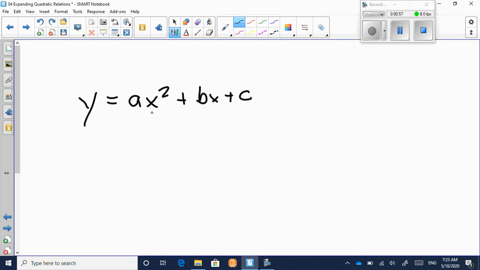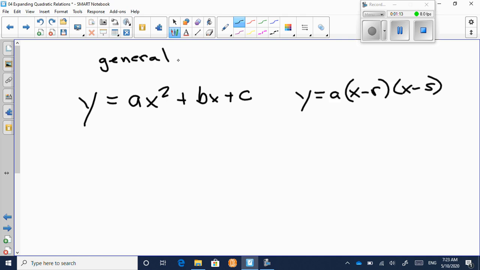And then last lesson, we introduced the idea of the factored form. And so this is the general form of it, x minus r, x minus s. So we had these two brackets. So we called this the general form of the quadratic, and this was the factored form of the quadratic. So we introduced these two ideas.